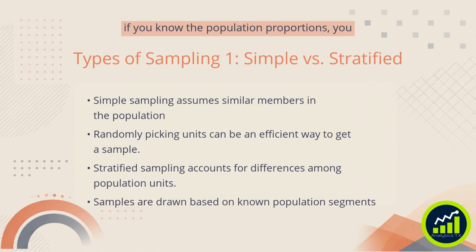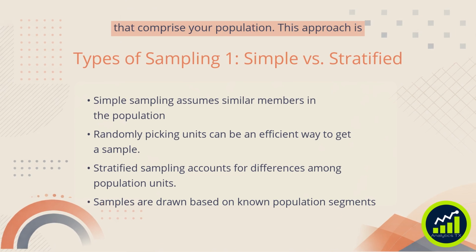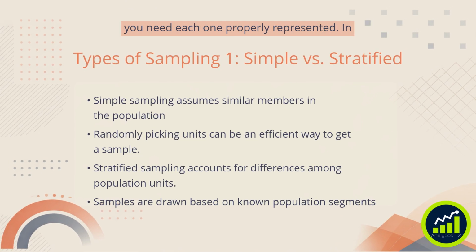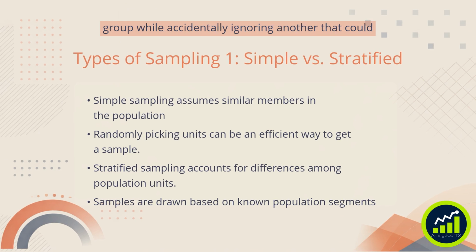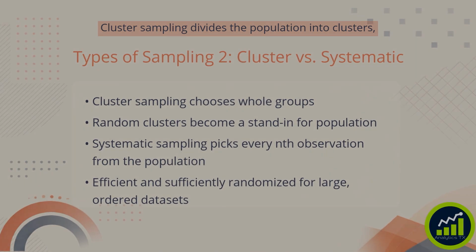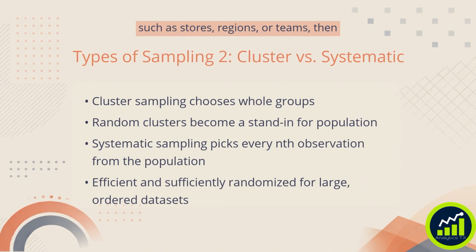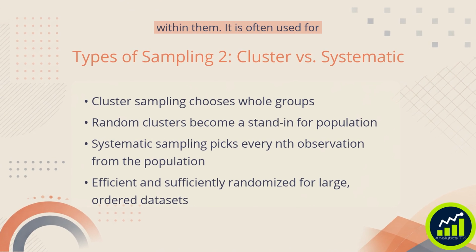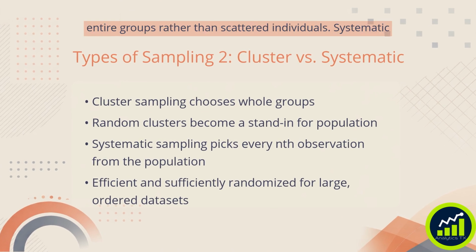However, if you know the population proportions, you can use stratified sampling based on subgroups that comprise your population. This approach is powerful when different segments behave differently, and you need each one properly represented. In business, it helps avoid over-listening to one group while accidentally ignoring another that could be just as critical for your strategy. Cluster sampling divides the population into clusters, such as stores, regions, or teams, then randomly selects some clusters and includes everyone within them. It is often used for convenience when it is easier to study entire groups rather than scattered individuals.